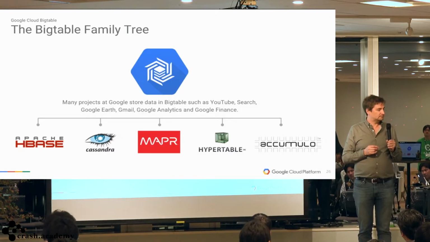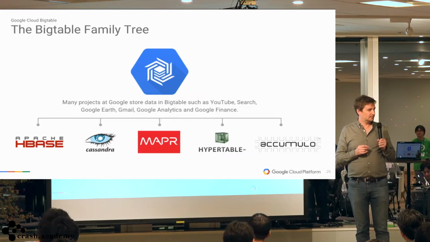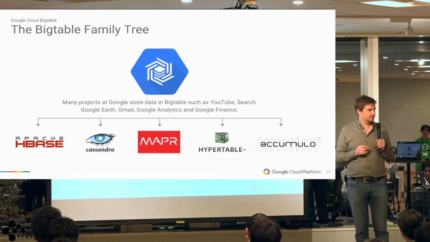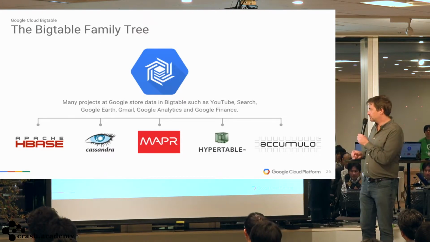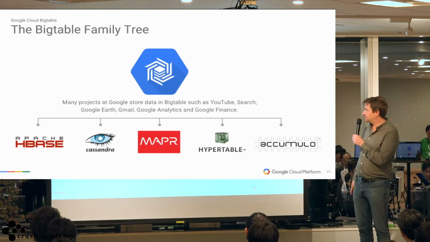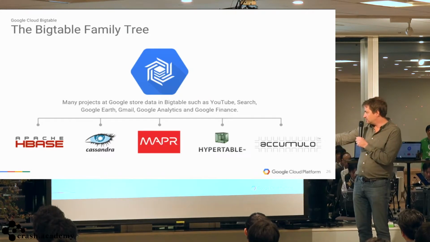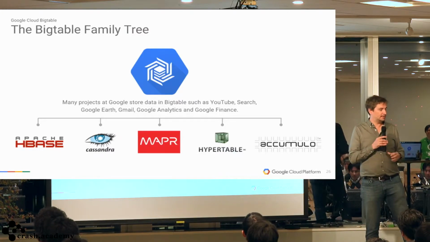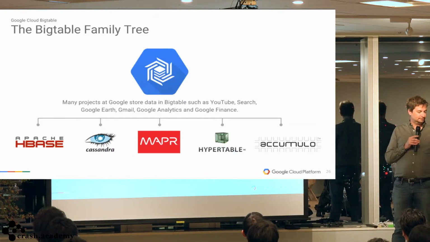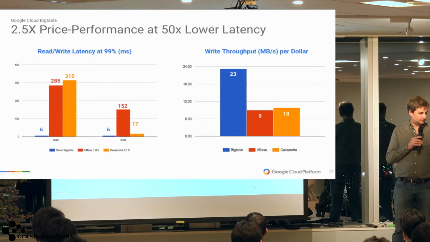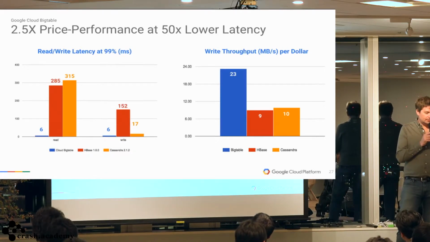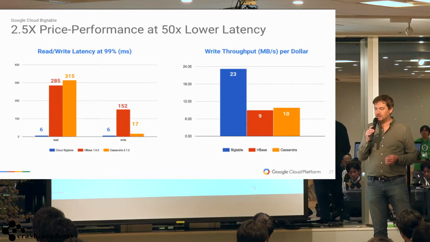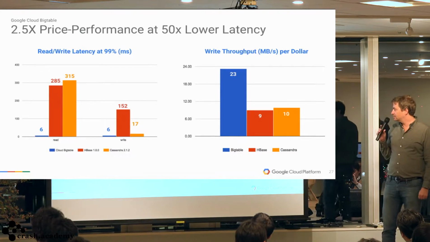And this was the start of the NoSQL revolution. There were several databases that were inspired by the Bigtable model, including HBase, Cassandra, MapR, Hypertable, and Cumulus. Many products like HBase and Cassandra emerged influenced by the Bigtable paper.